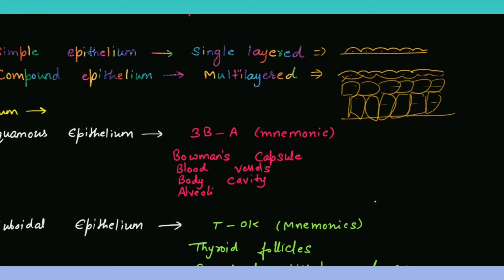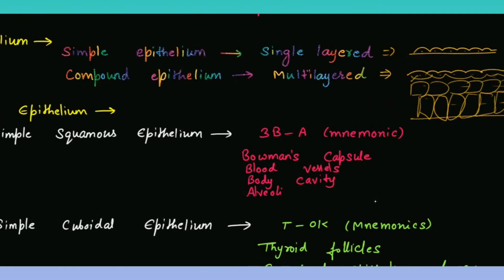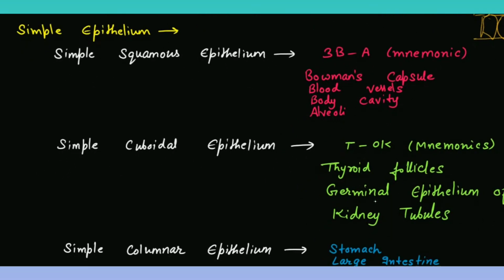So these are of type multi-layered or compound epithelium. So let's talk about simple epithelium. Simple epithelium, simple squamous. Squamous simply means flat-like cells. So these are the flat-like cells that will be there. These are the simple squamous epithelium.